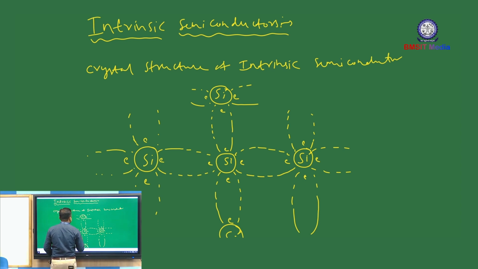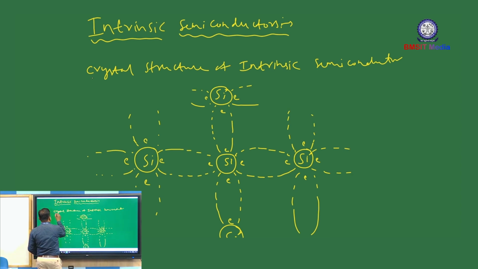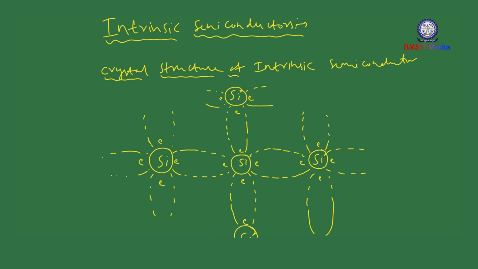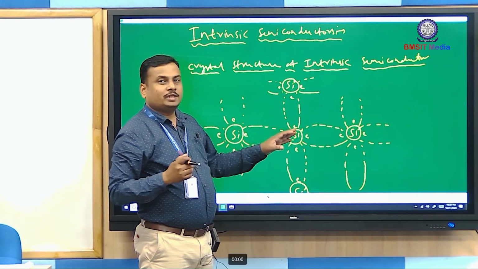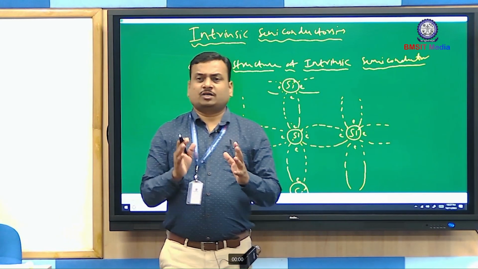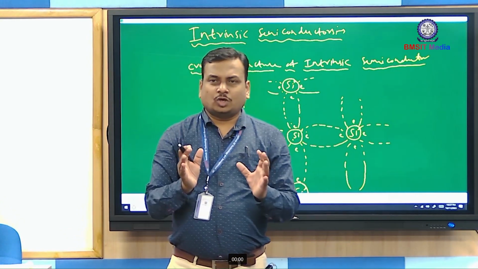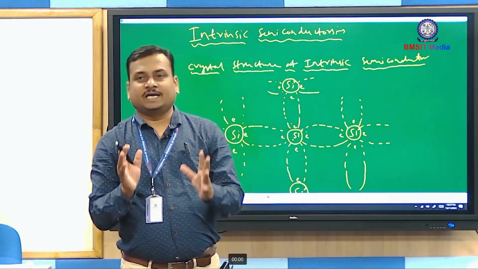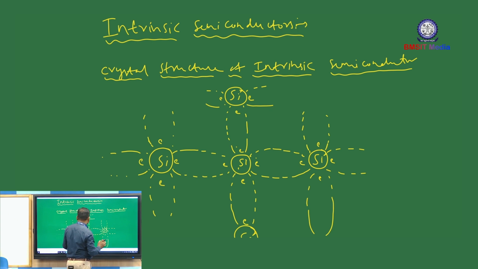We'll see the crystal structure of an intrinsic semiconductor, that is, the silicon crystal structure. Here silicon, in its outermost layer, has 4 electrons. This is the valence electron. The maximum number of electrons that you can have in the outermost or valence orbit is 8 electrons. That is the limit. Here this silicon atom will be sharing electrons with neighboring silicon atoms.